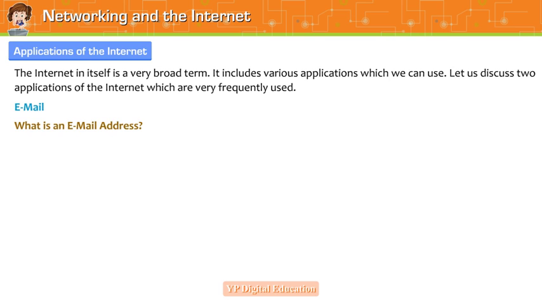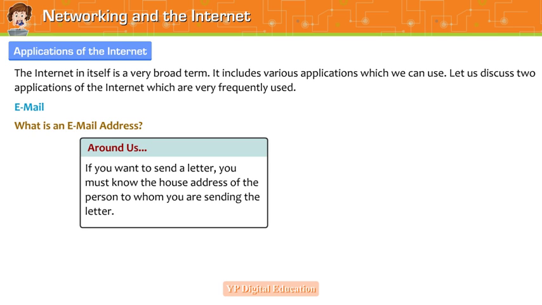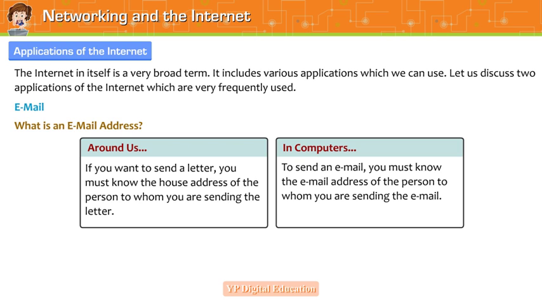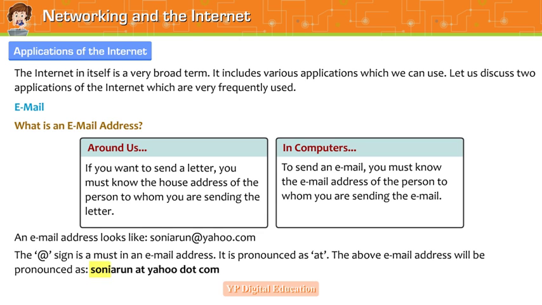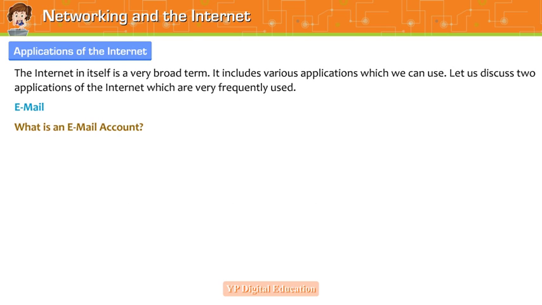What is an email address? If you want to send a letter, you must know the house address of the person to whom you are sending the letter. In computers, to send an email, you must know the email address of the person to whom you are sending the email. An email address looks like soniarun@yahoo.com. The @ sign is a must in an email address. It is pronounced as "at". The above email address will be pronounced as soniarun at yahoo dot com.